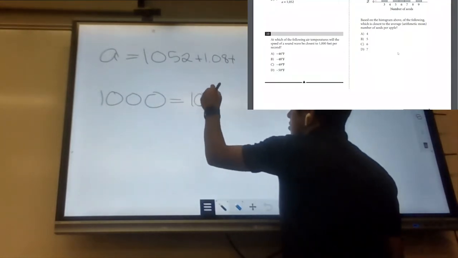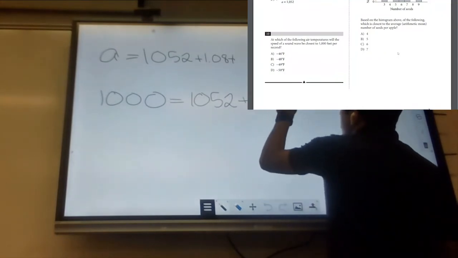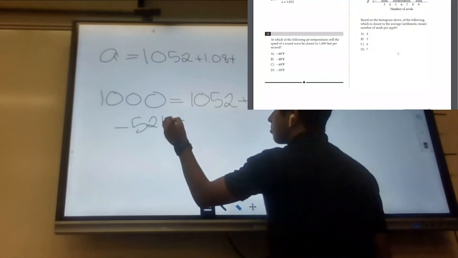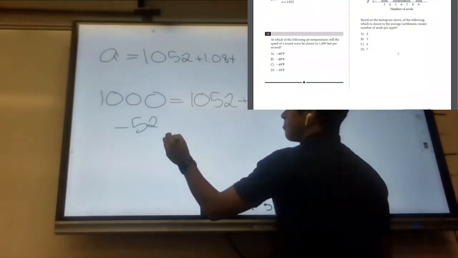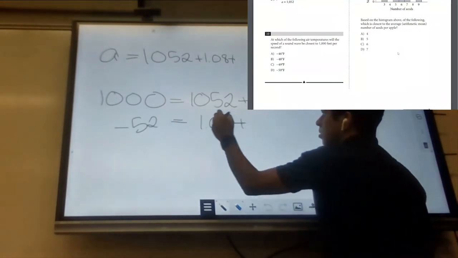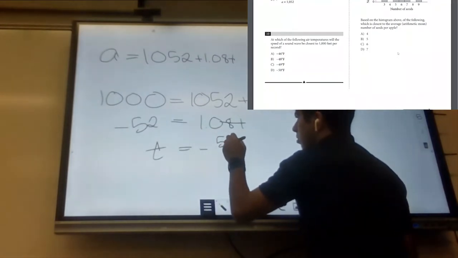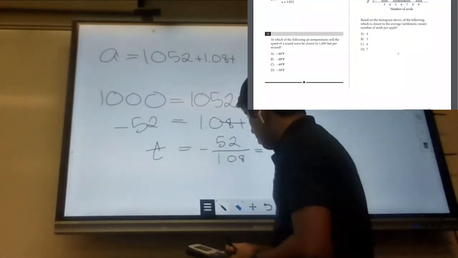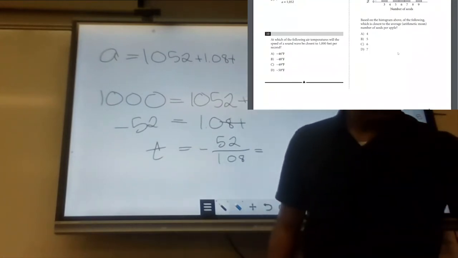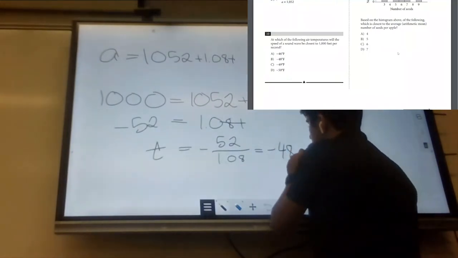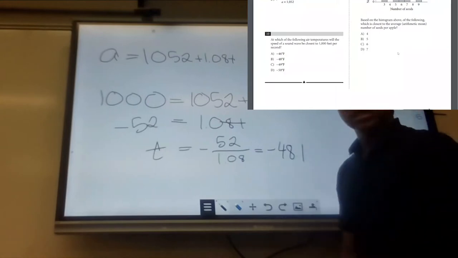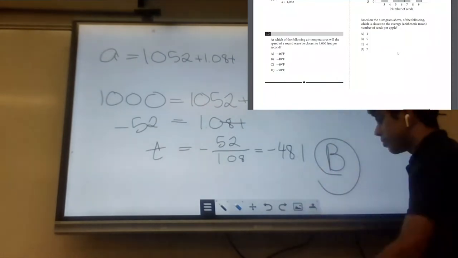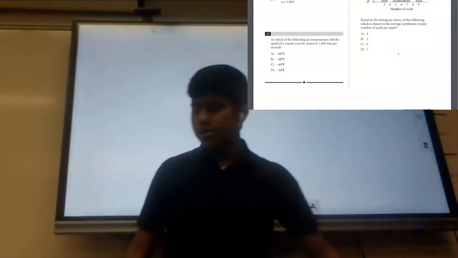So 1,000 equals 1,052 plus 1.08t, and again, just a linear equation, you can solve it pretty easily, and you get negative 52 over 1.08, and that is going to give you negative 48.1, which is going to be closer to negative 48 degrees. Answer choice B. That's question number 10, and we can keep going. All right, so let's keep going.